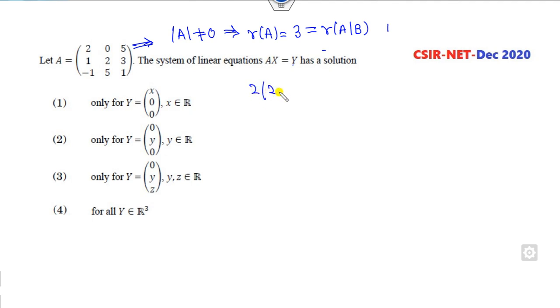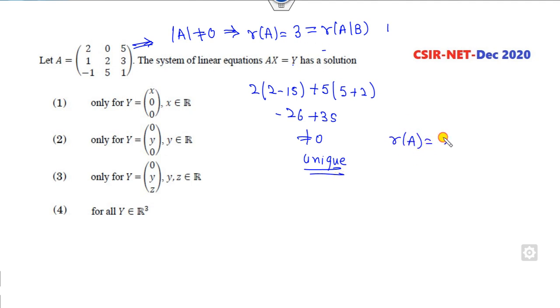So the determinant of this is 2 minus here, minus 0 plus 5, 5 plus 2. Clearly it is non-zero: minus 26 plus 35 is non-zero. So it will give you a unique solution. Once it's a unique solution, rank of A equals the rank of the augmented matrix, and it is the number of columns, which is true. So it means whatever the solution of y is, it is the right answer for all pairs of y.